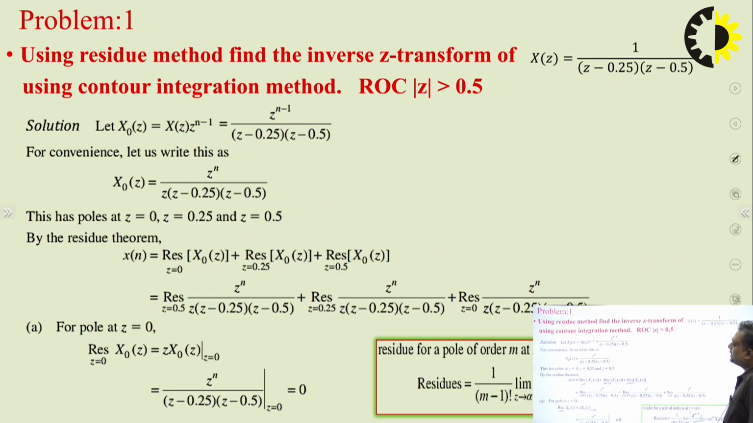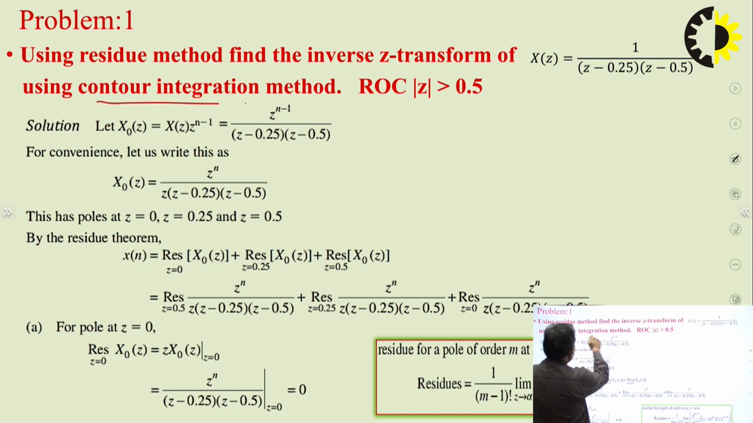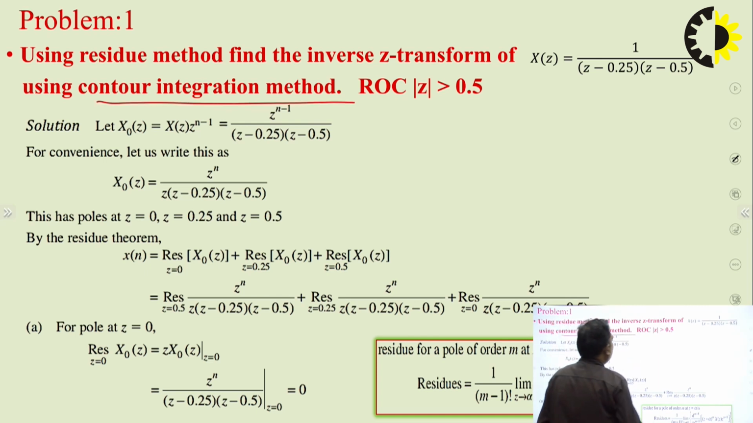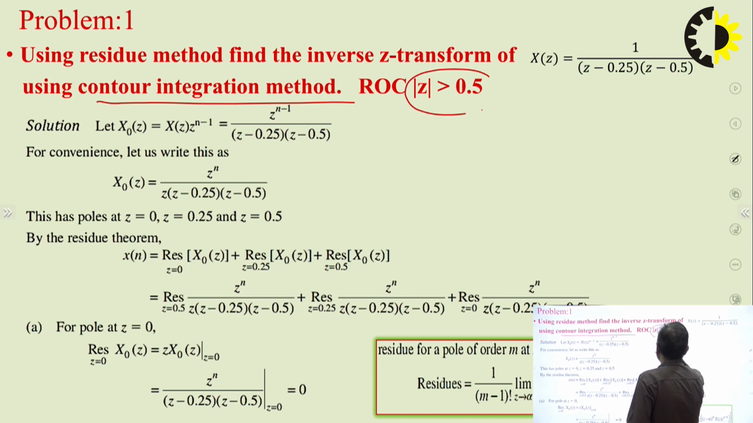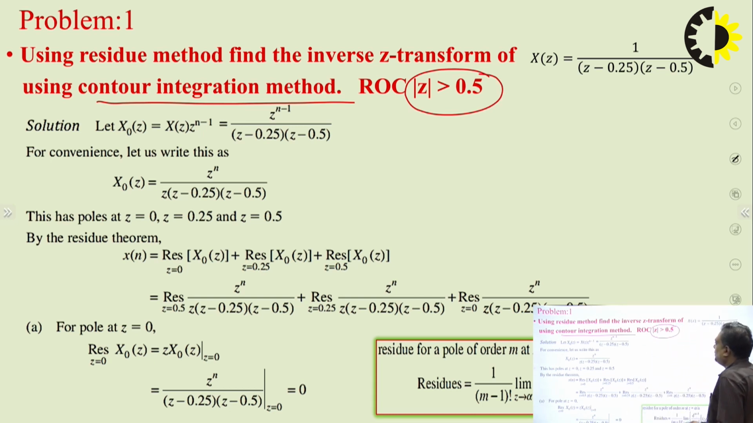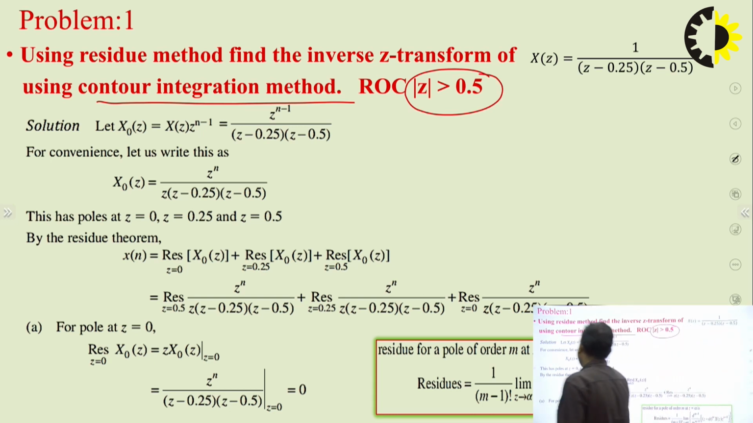Now we will see one of the problems based on the residue method. Here we have to find the inverse Z transform using the contour integration method or residue method. The ROC specified is |z| greater than 0.5. Okay, let's see the solution.